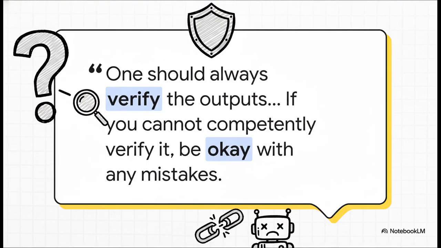So what's the big takeaway here? It's simple, but it's absolutely crucial. You have to verify what these models tell you, always, especially if you're using it for something important. The rule of thumb should be, if you're asking it to do something that you can't check yourself, you really have to stop and think about whether you're okay with acting on a mistake.